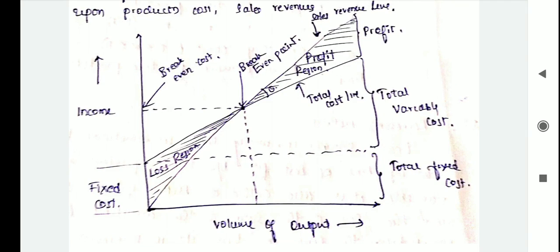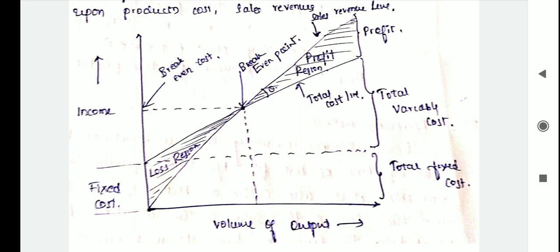As you can see from this figure, the graph is plotted as income versus volume of the output. The break-even point is the point at which the sales revenue line and the total cost line intersect. That point is called the break-even point. As you can see from this figure, it is at the center.